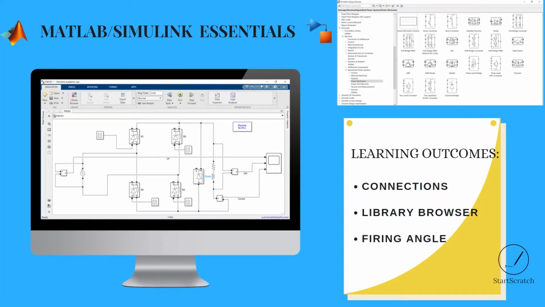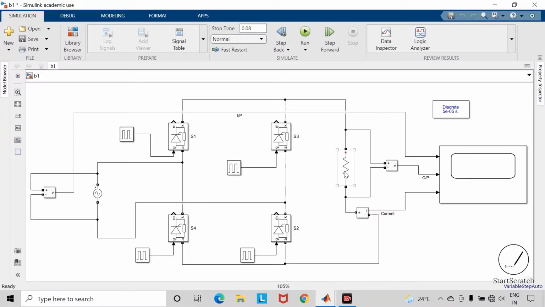In this video, we will see the simulation for single-phase full-wave controlled rectifier with RL load and freewheeling diode. We will use different components present in the library browser and we will try to understand the concept of firing angle. In the previous video, we have seen the simulation for resistive type of load.